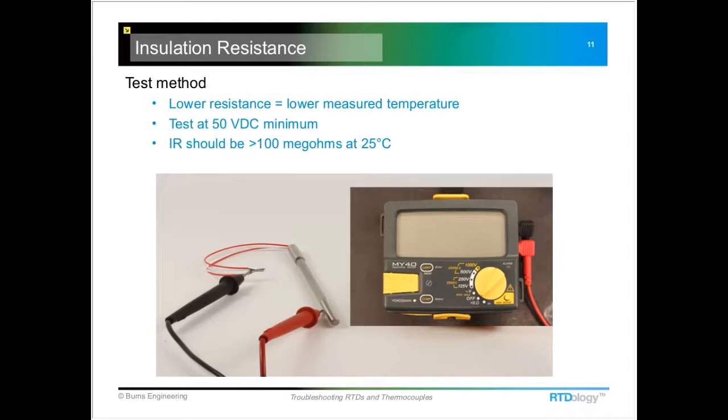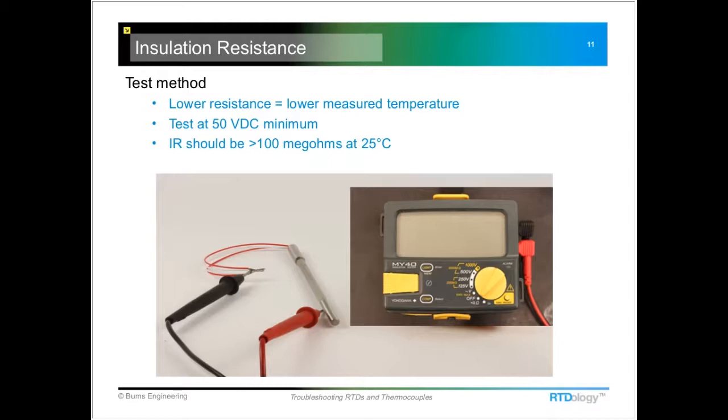We hook it to a meg-ohm meter, 50 volts DC, and it should be at least 100 meg-ohms at room temperature. You really don't start to see a large error until you get down below 1 meg-ohm. The reason the spec is high at room temperature is that the insulation ability of the materials inside the probe degrades as the temperature goes up. So that insulation resistance is going to drop.